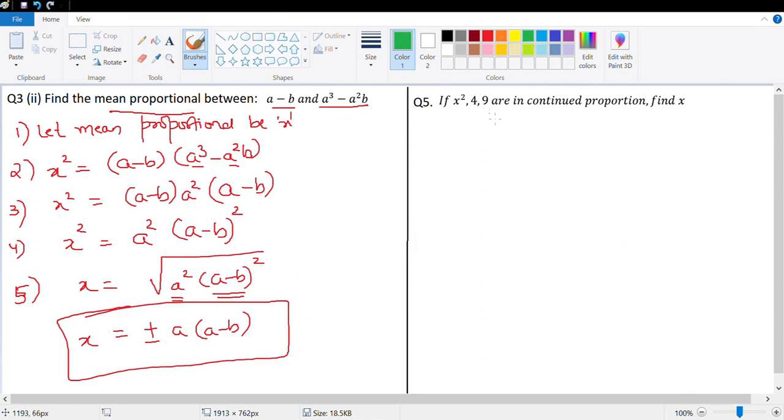Let's look at the next one, which says x square, 4, 9 are in continued proportion. Find the value of x. So since they are in continued proportion, which means 4 square should be equal to 9 into x square.